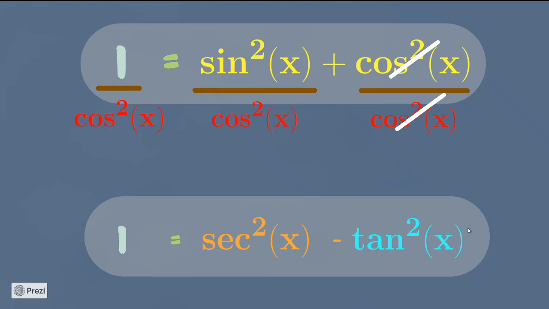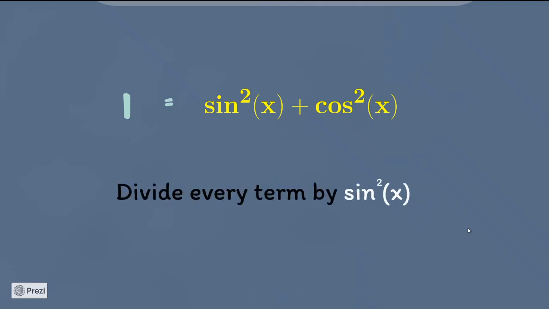Now we need to study one more. So let us bring back our old identity: 1 is equal to sine square x plus cos square x. Instead of dividing every term by cos square of x, we will divide each and every term by sine square of x this time. So divide every term by sine square of x: 1 by sine square of x, sine square of x by sine square of x, cos square x by sine square of x.